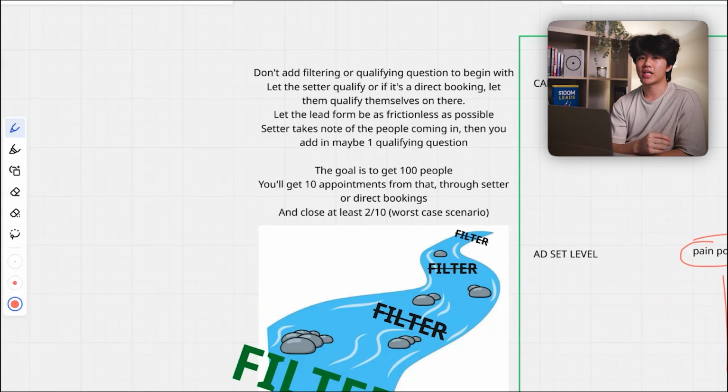So the setter is going to be taking note of the people that come in, and that is when you might add in a qualifying question. For example, let's say you're targeting traders, right? Even though you have a good ad creative, you have a good offer, you're targeting the ICP properly, but you're still getting leads in that are people who are like, oh, I don't even know what trading is. That is when you're going to add a question into the lead form, asking like, hey, are you a trader, or are you looking into becoming a trader, or are you a stock option trader, for example? That is the only time when you're going to be starting to add qualifying questions.